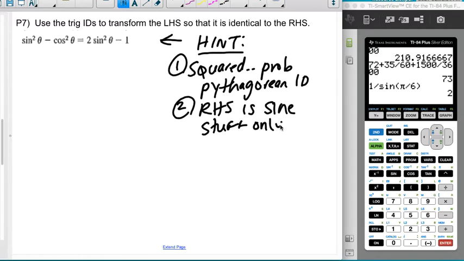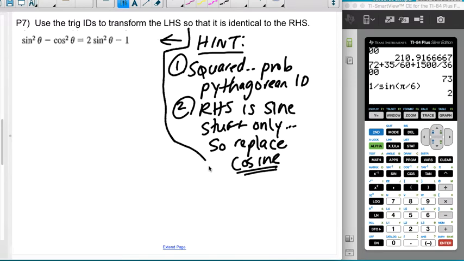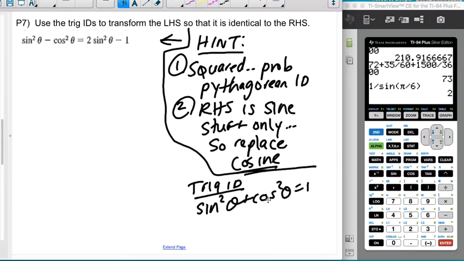So what I probably want to do is I probably want to replace the cosine. I got to replace the cosine stuff. So then I look and say, okay, cool. Well, what trig identity relates a sine squared to a cosine squared? And I know that I have a trig identity that says sine squared theta plus cosine squared theta is 1. Well, I want to replace the cosine, so I get cosine squared theta equals 1 minus sine squared theta.